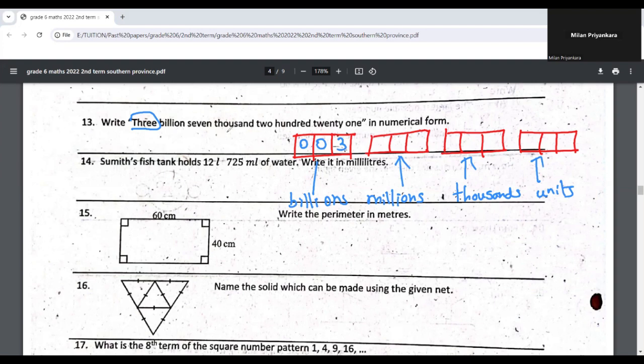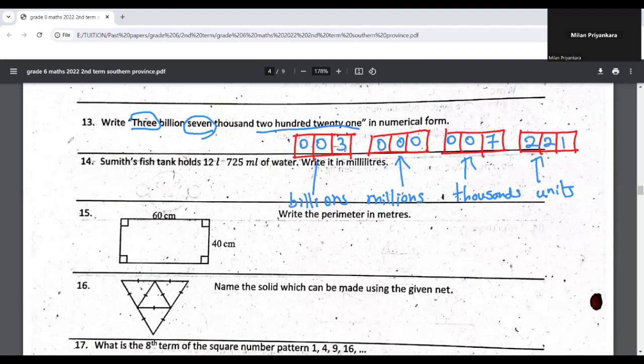And how many millions? These 3 billion, 7,000, right? So how many millions? There are no millions. Therefore, you have to write zeros in the millions period, right? And how many thousands? You can see only 7,000, right? So you can write 7 in thousands and 221 units.